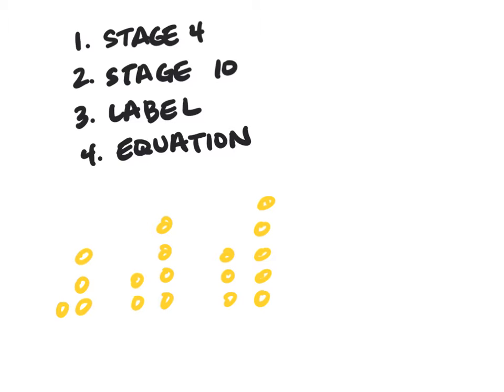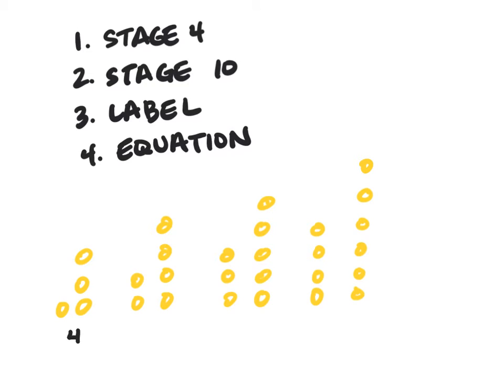Stage 4, I'm going to continue this pattern. I noticed that the first column is going up by 1 each time, and I noticed that the second column is also going up by 1 each time. So instead of just drawing your pineapples or whatever, and letting me count them, I need you to label them.